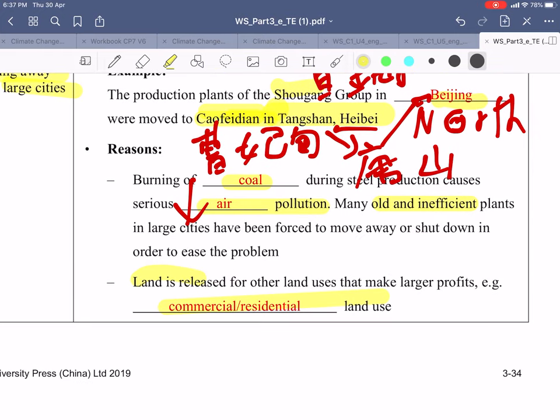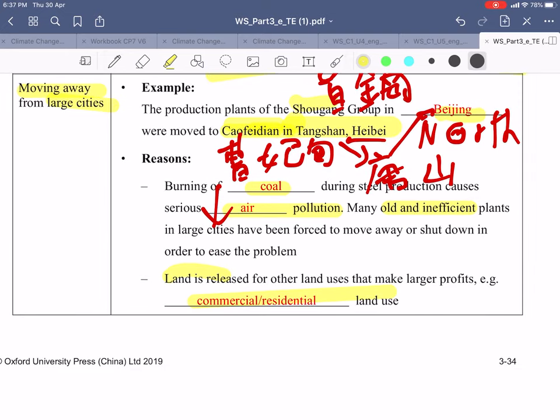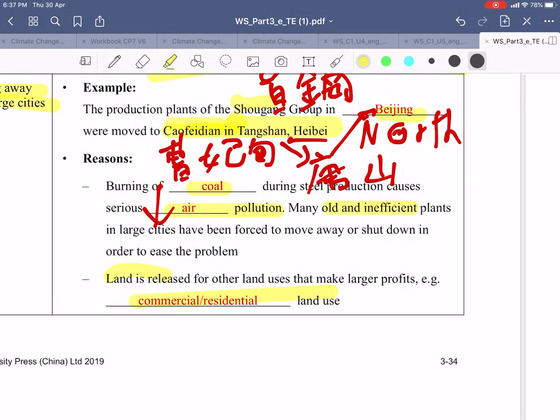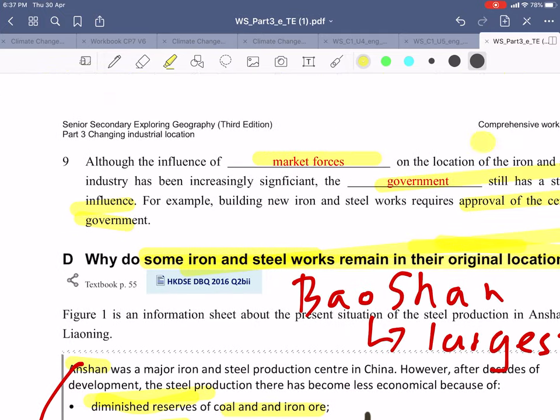Okay, why do we have to do so? Because burning of coal may cause serious pollution, and the old and inefficient plants in the large cities are even causing more pollution, so they have to move away in order to ease the problem. And the land is also limited, and if it is developed into other kinds of land use, it can earn more money, for example commercial and residential land use.